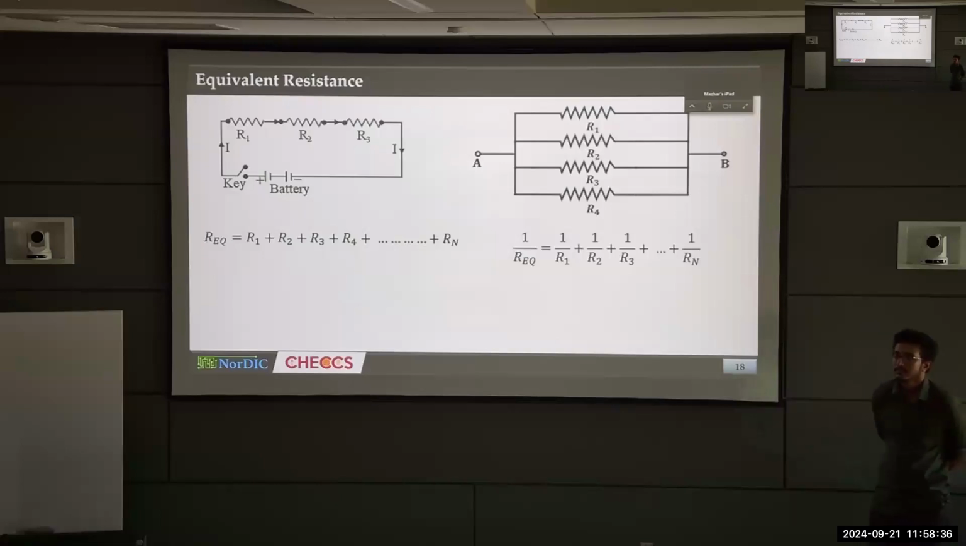If I put in a small resistance, it will be a very high current: voltage divided by R1, I will have high current. I don't want that, because each resistance has a maximum current it can handle, a maximum number of electrons that can go through.